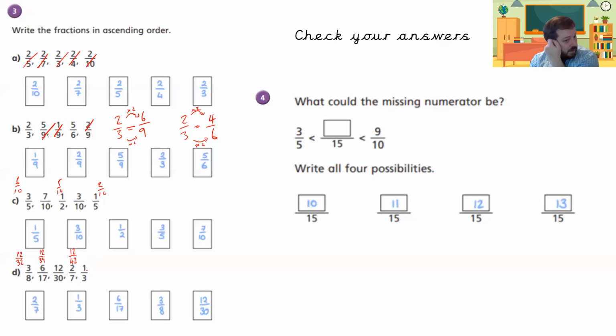Then, sorry, my mind's gone blank. Then 1 times 12 to get 12. So it'd be 12 timesing by 12. 3 times 12 is 36.